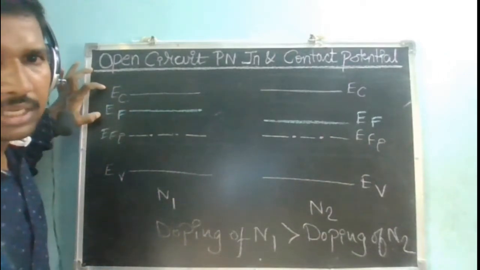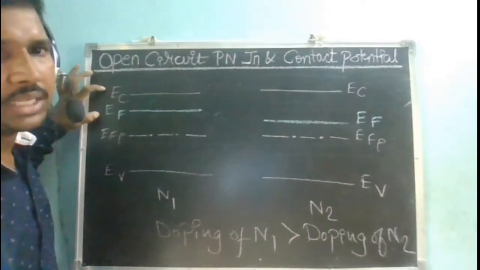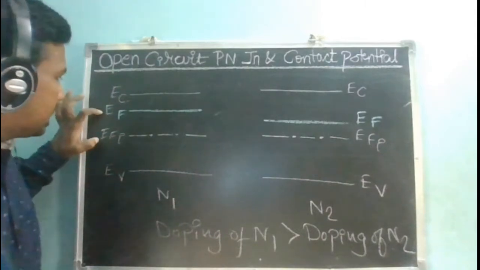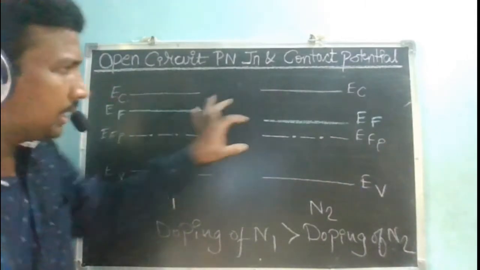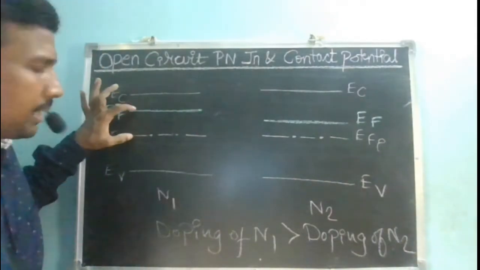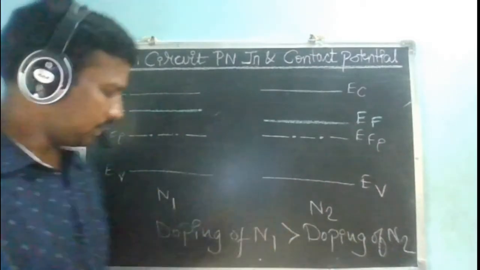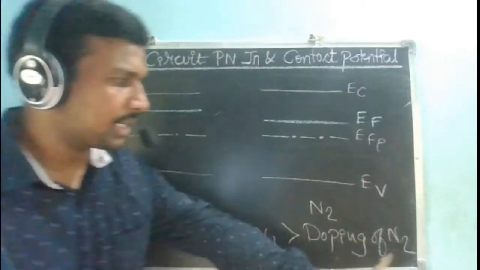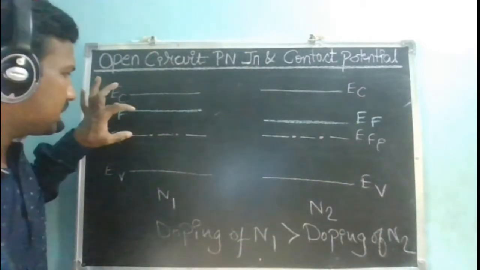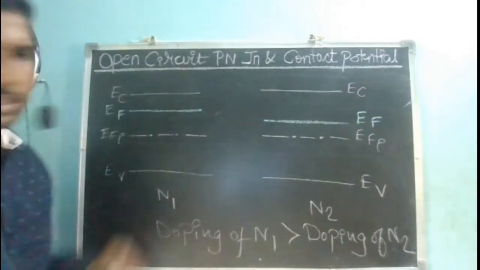I should not consider the distance between EC and EF. I have to consider the distance between EF and EFI. Whichever is larger in magnitude is going to have larger doping compared to the other one. So here I have written doping of N1 is greater than doping of N2. So this distance has to be larger compared to this distance. Is it okay?